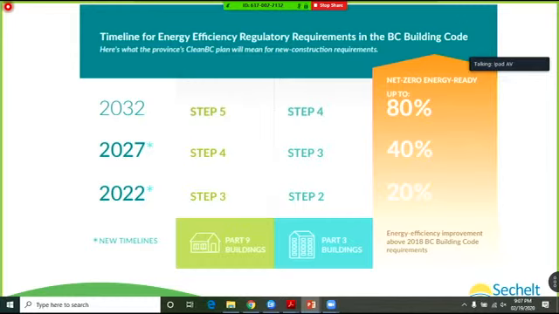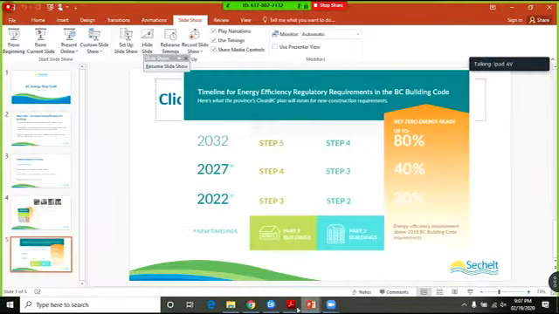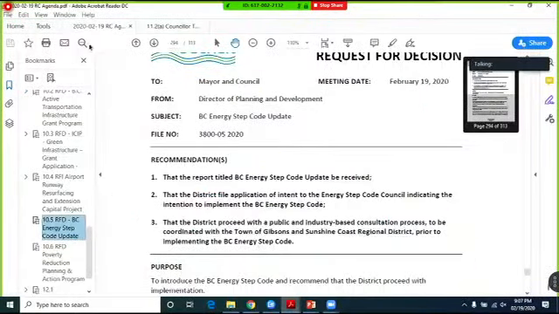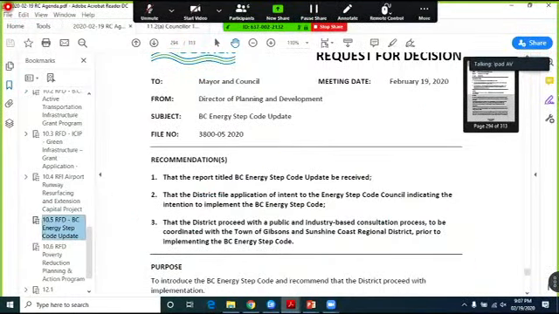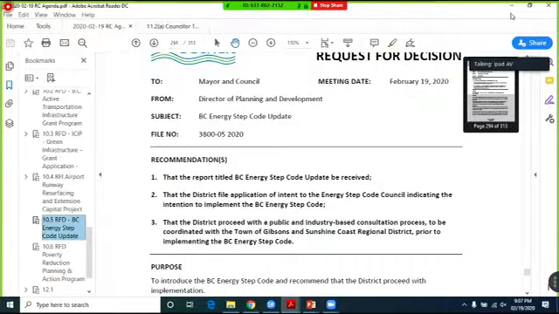So we have some recommendations in front of us. Councillor McLean. I'm going to do the short version because I'm tired of reading. Recommendation 2, that we have intent to apply to the Energy Step Code, and recommendation 3, that we proceed with consultation in cooperation with the Town of Gibsons and Sunshine Coast Regional District. Yeah, what it says there. All right, is there a seconder for those recommendations? Seconded? Any other comments?